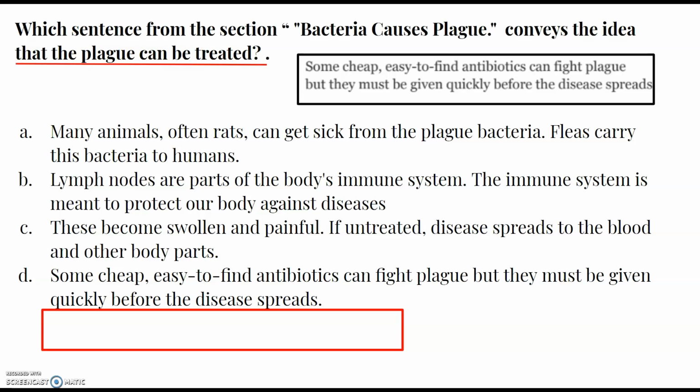Lymph nodes are parts of the body's immune system. The immune system is meant to protect our body against diseases. While that is true, our lymph node is not curing or treating the plague. So D would be the only answer choice that makes sense. So this is a literal level question. Our claim is given to us. We just have to find evidence to support it.